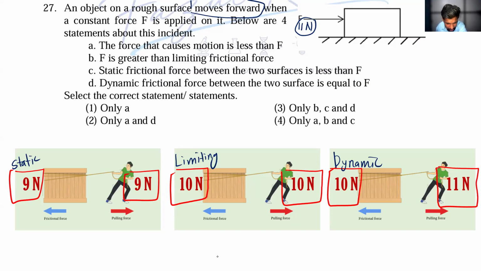So now we'll discuss the questions one by one. Statement A says that the force that causes the motion. Which force makes the movement? Which force makes the object move? The 11 Newton, they only make the object move. Okay, this 11 Newton is less than F. Am I right or wrong?